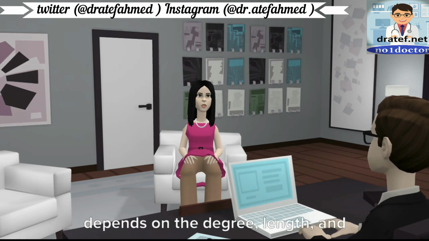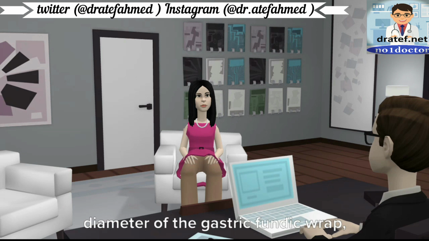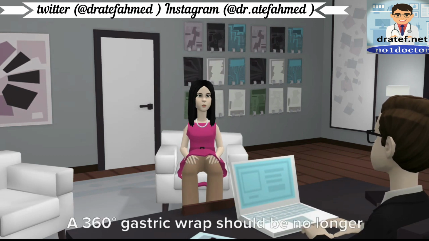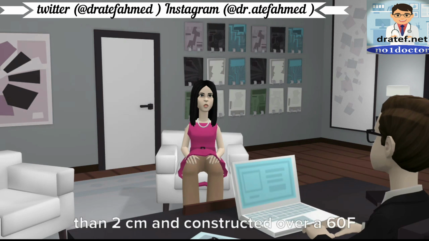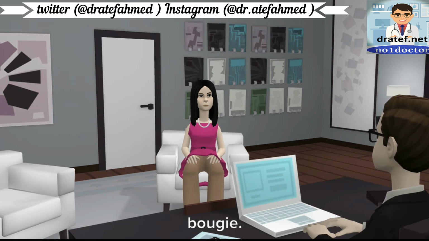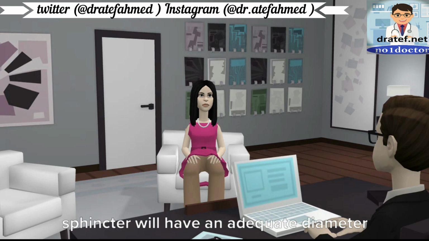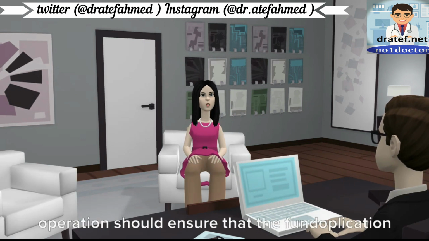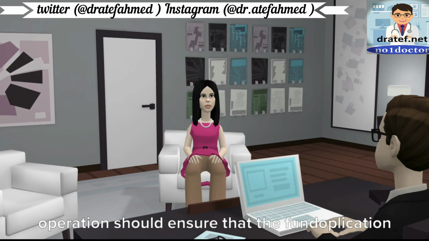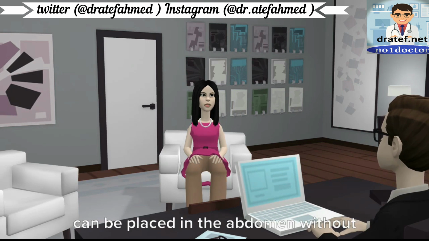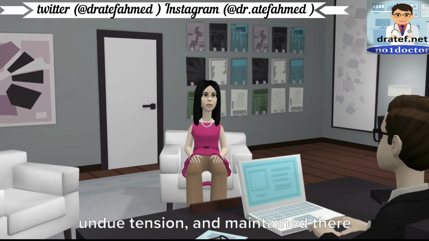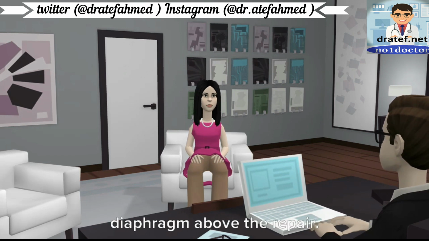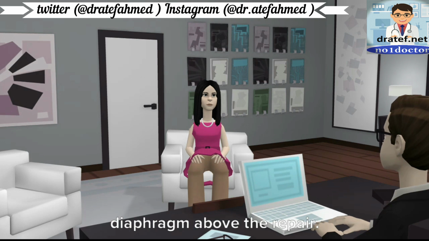The resistance of the relaxed sphincter depends on the degree, length, and diameter of the gastric fundic wrap, and on the variation in intra-abdominal pressure. A 360 degree gastric wrap should be no longer than 2 cm and constructed over a 60F bougie. This will ensure that the relaxed sphincter will have an adequate diameter with minimal resistance. Fifth, the operation should ensure that the fundoplication can be placed in the abdomen without undue tension, and maintained there by approximating the crura of the diaphragm above the repair.